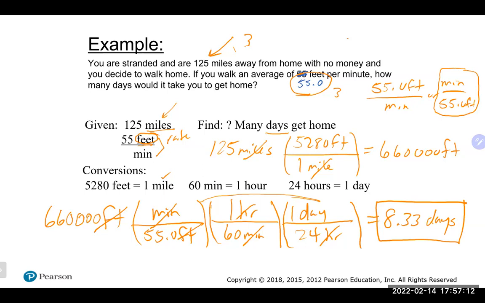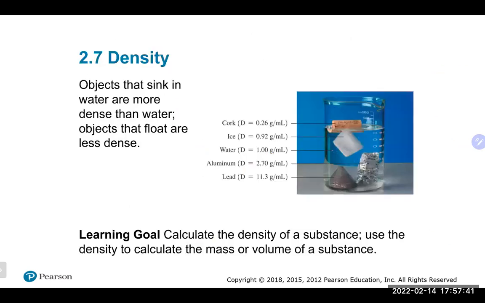Any questions? Chapter 2 is density. So density basically determines whether or not an object will sink or float. For example, in water, if something is more dense than water, it will sink. And if something is less dense than water, it will float.